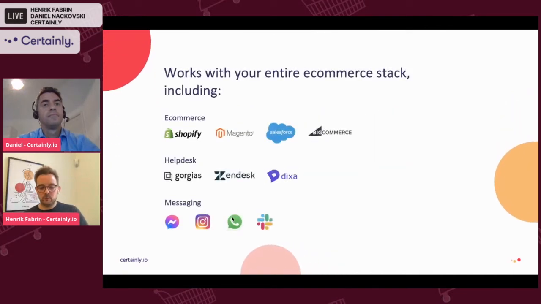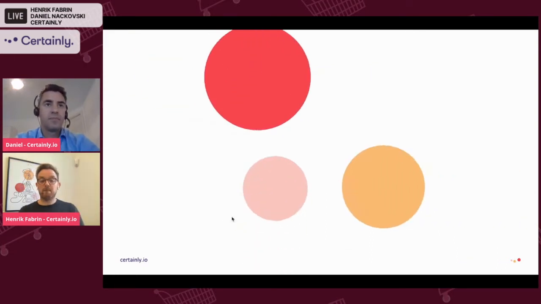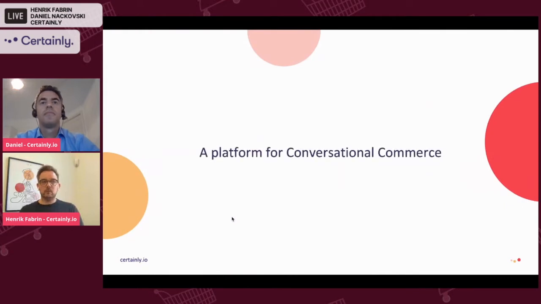And of course, when building Certainly, we want to make sure that we work with your entire e-commerce stack. So if you're on an e-commerce platform like Shopify or others, use our friend at George's help desk or any messaging channel, then we're well integrated and work with that. So a platform for conversational commerce.